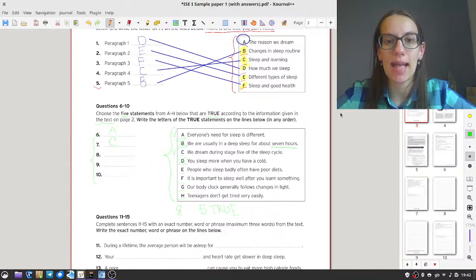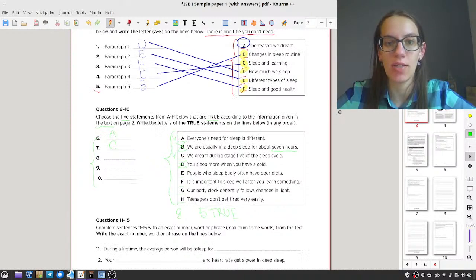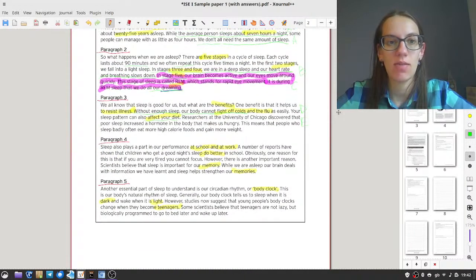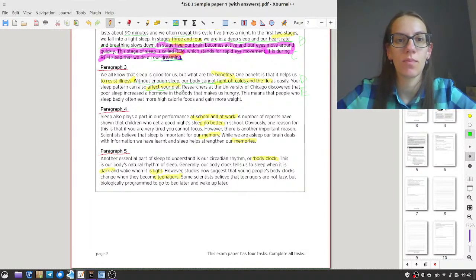So one more time, let's read the statement. People who sleep badly often have poor diets. Is this true? So how can it affect your diet? Poor sleep increases a hormone in the body that makes us hungry.